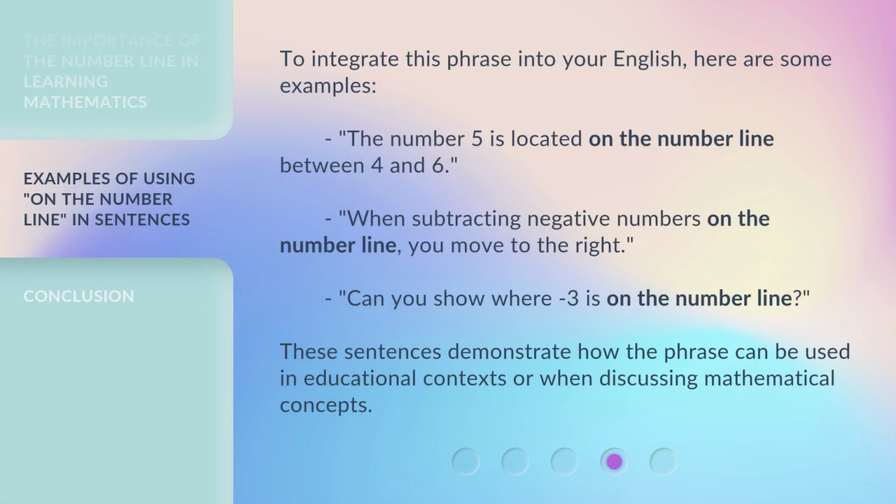To integrate this phrase into your English, here are some examples. The number 5 is located on the number line between 4 and 6. When subtracting negative numbers on the number line, you move to the right. Can you show where -3 is on the number line? These sentences demonstrate how the phrase can be used in educational contexts or when discussing mathematical concepts.